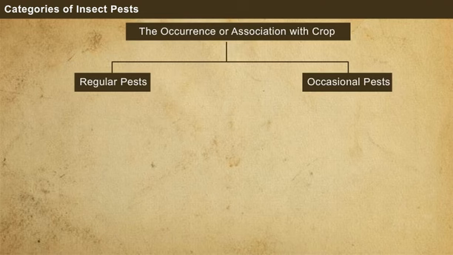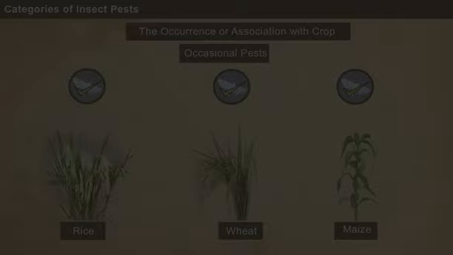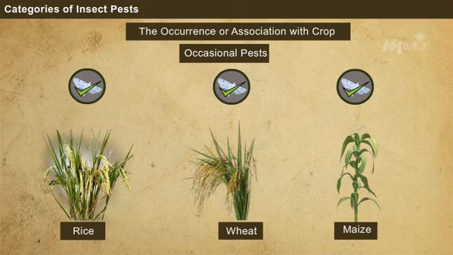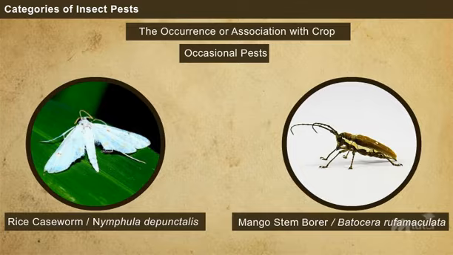Regular pests are those which are found more frequently in a particular type of crop. For example, chili thrips, brinjal fruit borer. Occasional pests. Contrary to the regular pests, occasional pests do not affect a crop regularly and are not associated with any particular crop. For instance, rice case worm, mango stem borer.